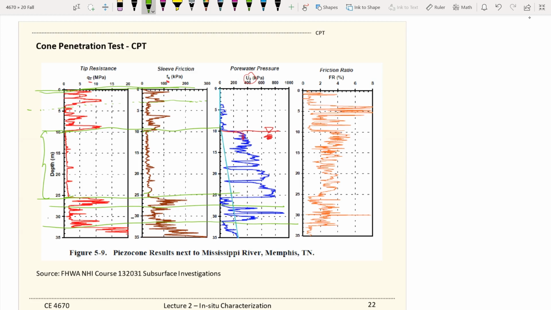So what do we want, right? We want the soil classifications. CPT actually can do it without retrieving any soil samples. And also what we want is those soil parameters, like the unit weight, and also the strength parameters that we need for foundation design. So eventually, what does it mean? There's soil classification.